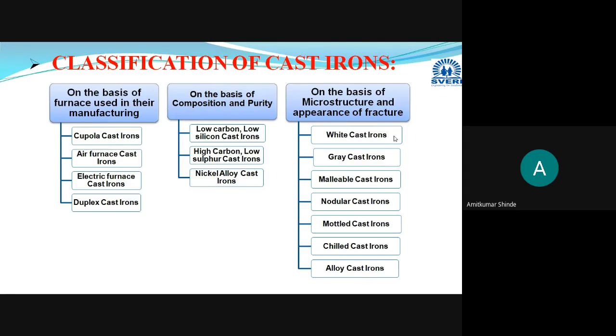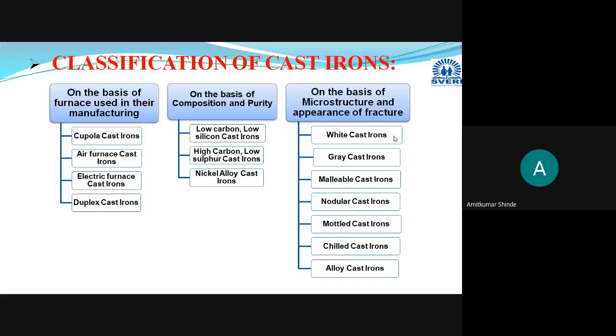Okay, and next is the mottled cast iron. The mottled cast iron is a combination of white cast iron and gray cast iron, meaning some free carbon will be there in the form of graphite flakes, and some carbon will be in the combined form, that is, cementite. Carbon will be present in two forms, as cementite and as graphite, and their distribution will be random.